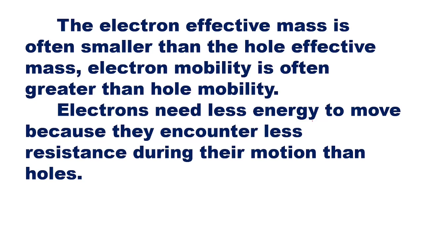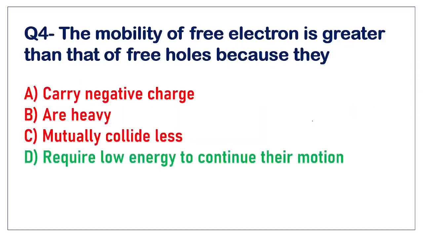So here you can see the reasoning. The electron effective mass is often smaller than the hole effective mass. This is one basic reason. Electron mobility is often greater than hole mobility. Electrons need less energy to move because they encounter less resistance during their motion than holes. So it is the less energy required to move an electron that makes the electron mobility greater than the hole mobility. So here you can see option D is the right answer, that electrons require low energy to continue their motion. Then we'll go to the next question.